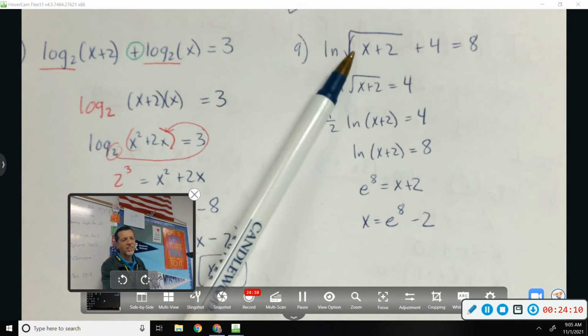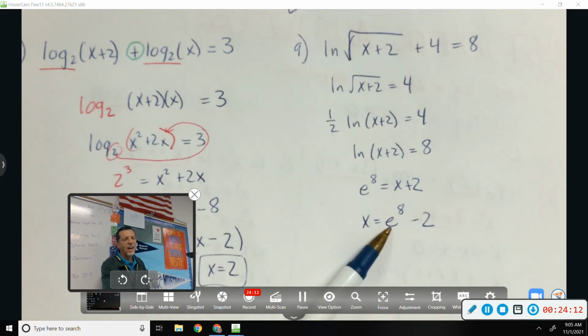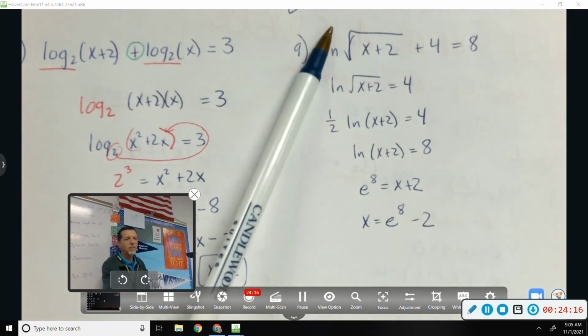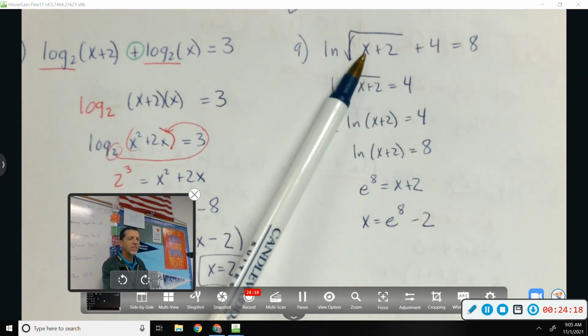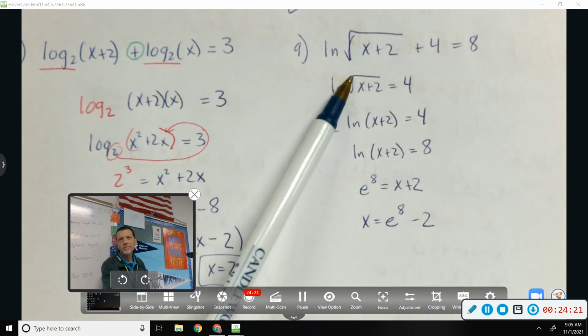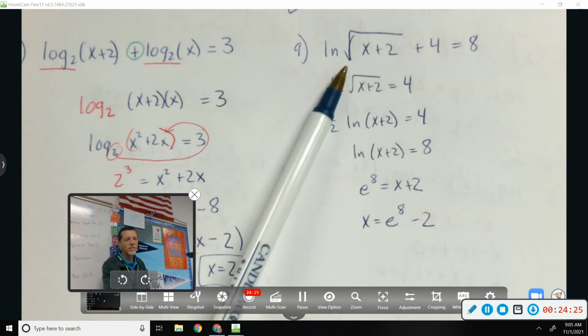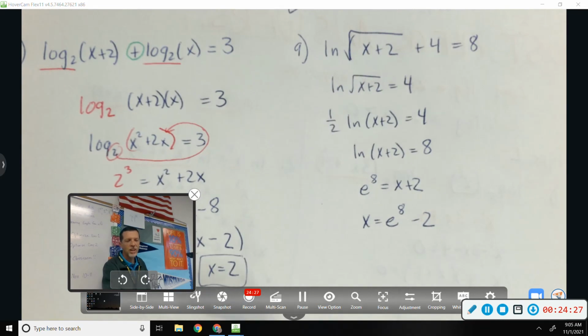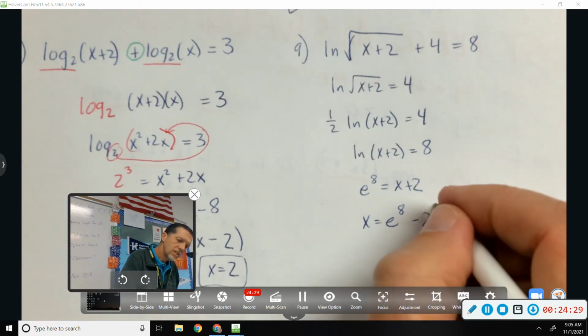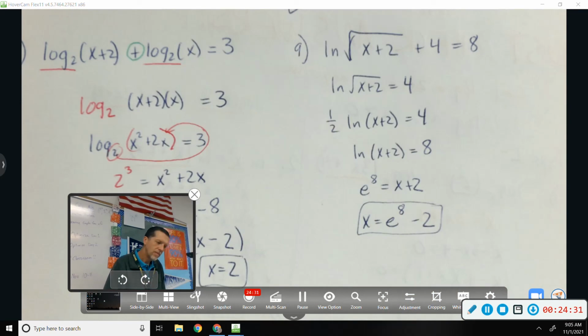Check that. I have no idea what e to the 8 minus 2 is, but if I square root it, it's positive, so I'm fine. e to the 8th is really big. All I'm worried about is zeros and negatives. So I'm fine with e to the 8th.